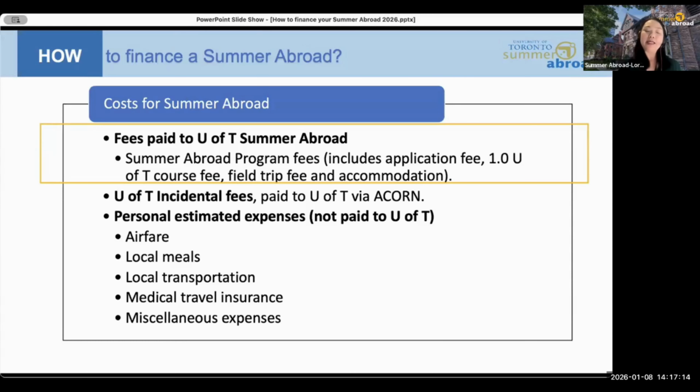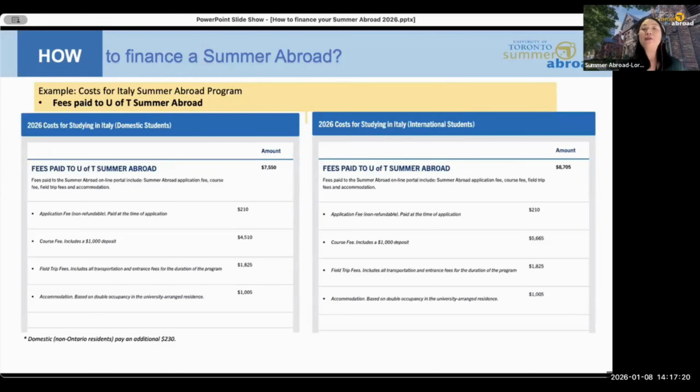I'm going to talk a little bit about fees paid to summer abroad based on the program you're admitted into first. Let's use an example. The example you see on screen relates to our Italy program. The amounts here are very much an example. You'll notice that the cost will differ. There are certain costs that are going to be a little bit higher, and that's going to reflect the cost of living, the prices of accommodation, your field trips, etc. So if you're a little bit more cost sensitive, I definitely urge you to look through the cost on our website and find something that you may be comfortable with.